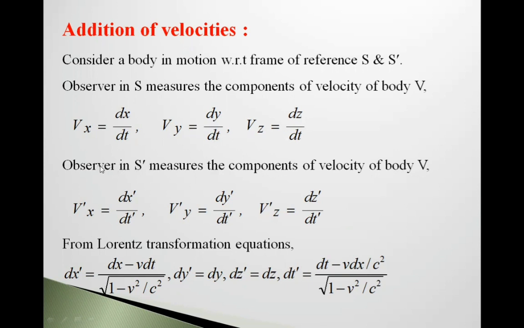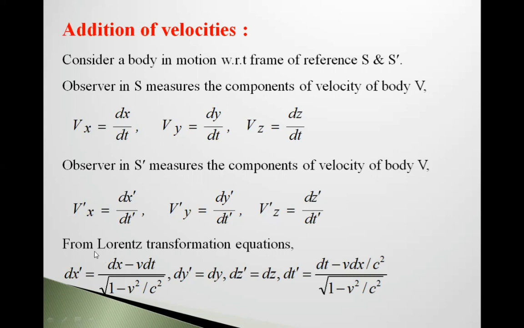So friends, the observer in the S dash frame measures the components of velocity of that body as Vx dash equal to dx dash by dt dash, Vy dash equal to dy dash by dt dash, and Vz dash equal to dz dash by dt dash.